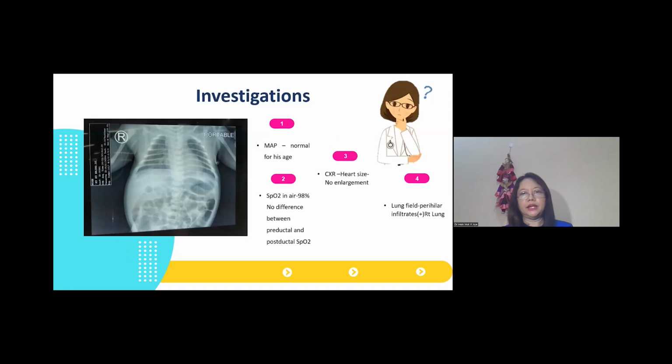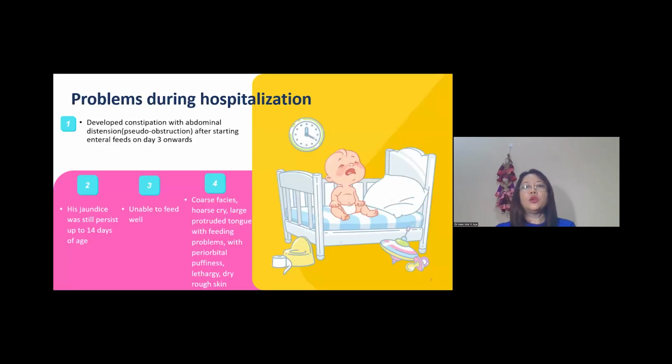So we did some investigations. Mean arterial blood pressure was normal for his age. Oxygen saturation in air is 98%, which is normal. There is no difference between the preductal and postductal oxygen saturation, which indicates that a cyanotic heart condition is unlikely. On the chest X-ray, heart size is normal, and there are only perihilar infiltrates in the lung field, maybe due to secretions at the time of birth. So what were the problems during hospitalization?